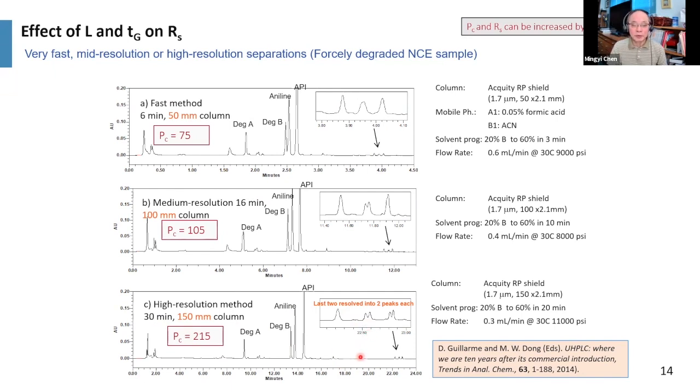time, right? So with a longer column, typically you use longer gradient time, and sometimes you're forced to use a smaller flow rate because the pressure is very high, right? The pressure is 11,000 psi. So definitely sometimes you have to scale the flow rate commensurate to the pressure rating of the machine. You don't want to get too close to 15,000 psi.